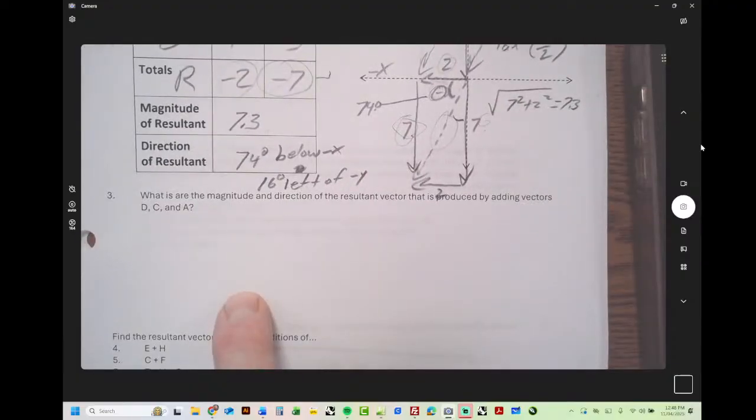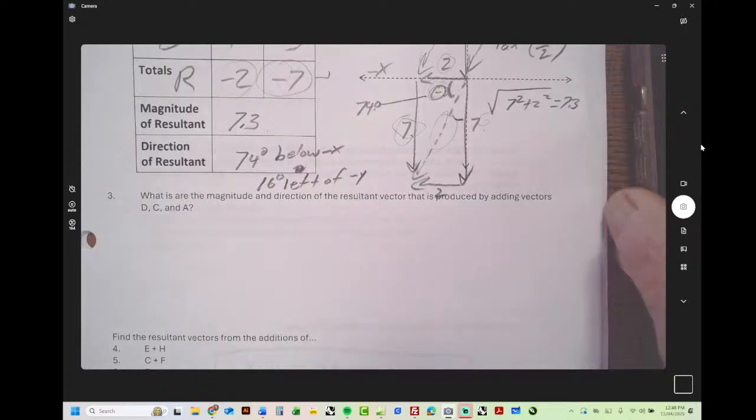Okay, try number 3. So you've got to add 3 different vectors together. And this is where, if you were trying to use other methods, it'd be a little bit harder. So this is where this method is really nice. All I'm going to do is set up my table.